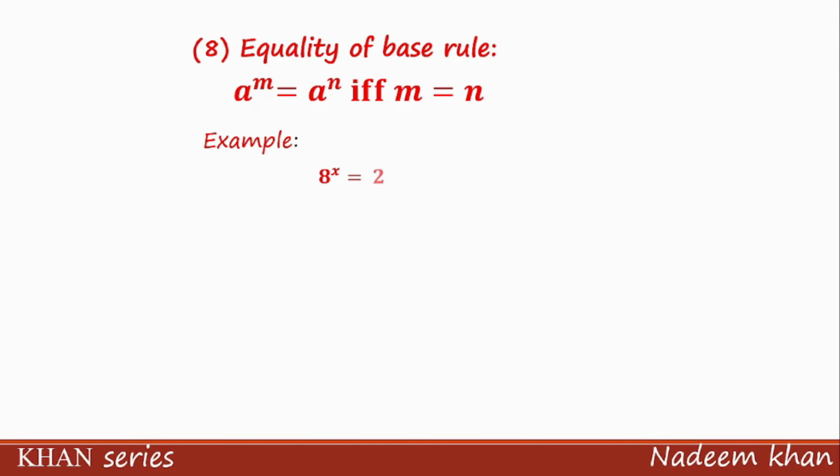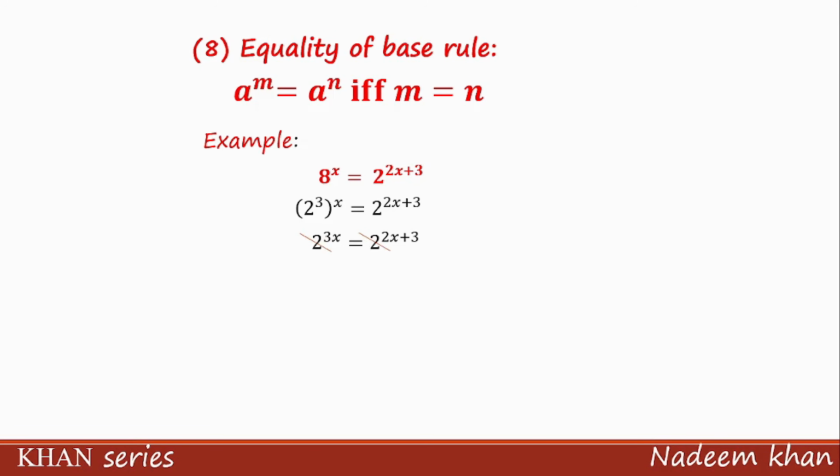a to the power x equals 2 to the power 2x plus 3. 8 can be written as 2 to the power 3. 2 to the power 3 whole power x equals 2 to the power 2x plus 3. When we raise a power to another power, we keep the base and multiply the exponent. So we get 2 to the power 3x equals 2 to the power 2x plus 3.